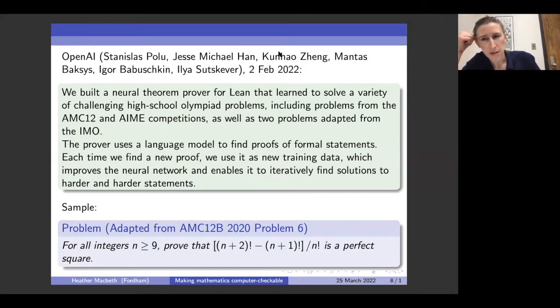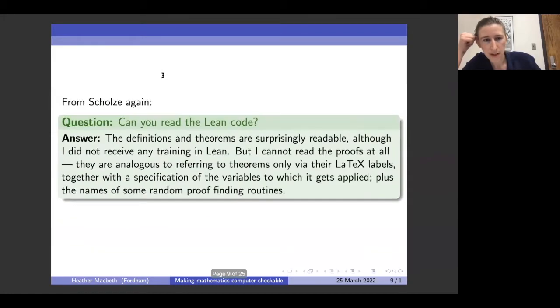What I want to switch to now is a description of what it feels like now to do mathematics in these systems. I mean, now, before the sort of promise of the future with the wonderful world of AI has been realized. So I was inspired by Scholze's description of his feeling about the experiment. He was asked, can you read the Lean code? And he said yes and no.